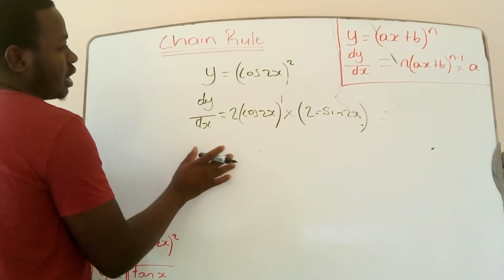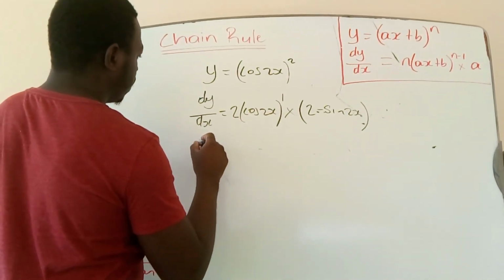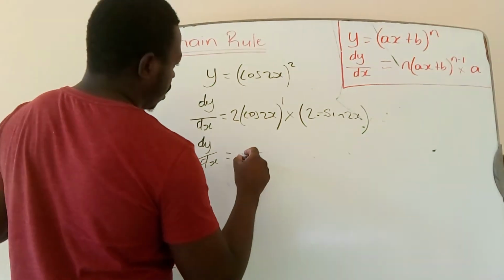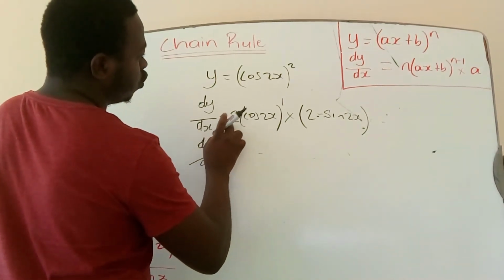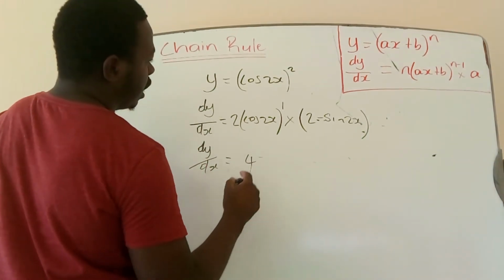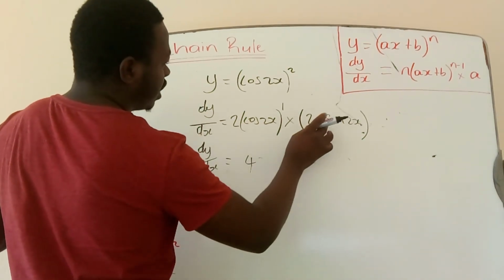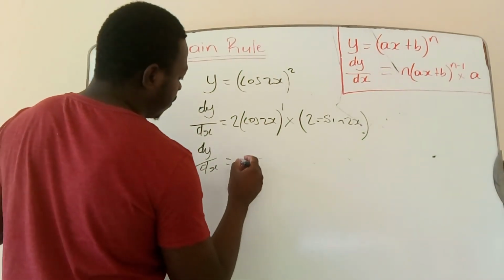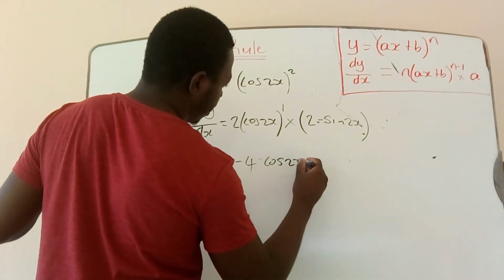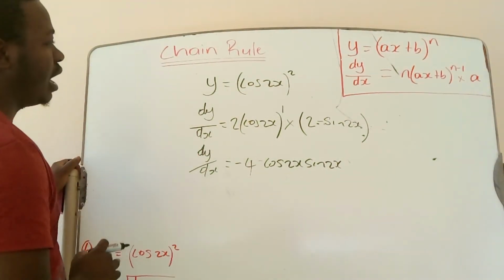So we can further rewrite this to give us dy by dx is equal to, you multiply 2 times 2 here, that's just 4, right? You multiply cos 2x times sin 2x, which is negative sin x. I'm going to put the negative in front of the 4 here, and then just multiply cos 2x sin 2x. And that's your final answer there.